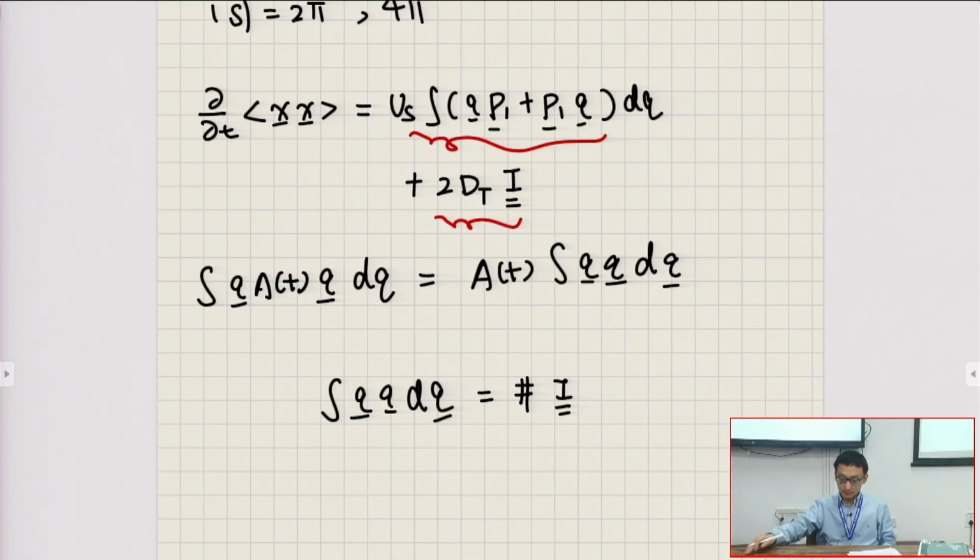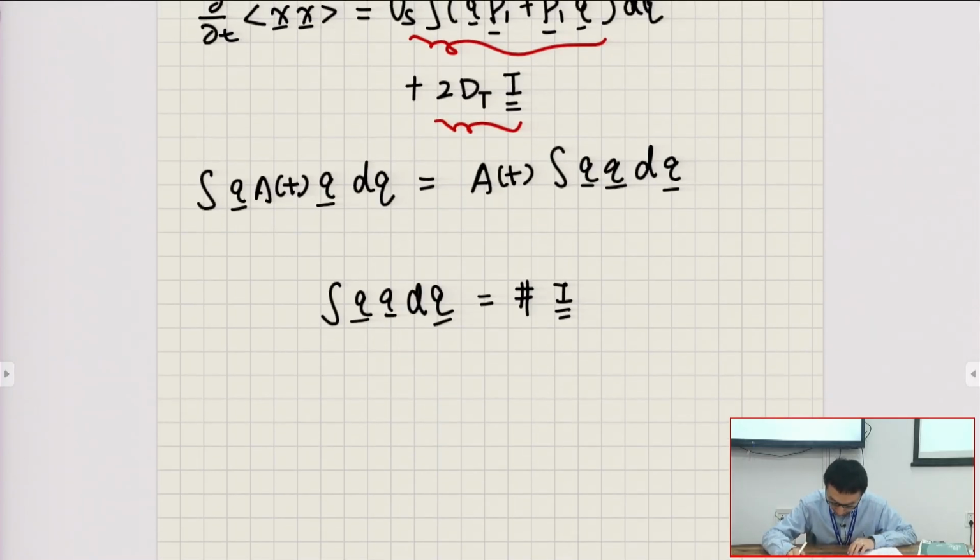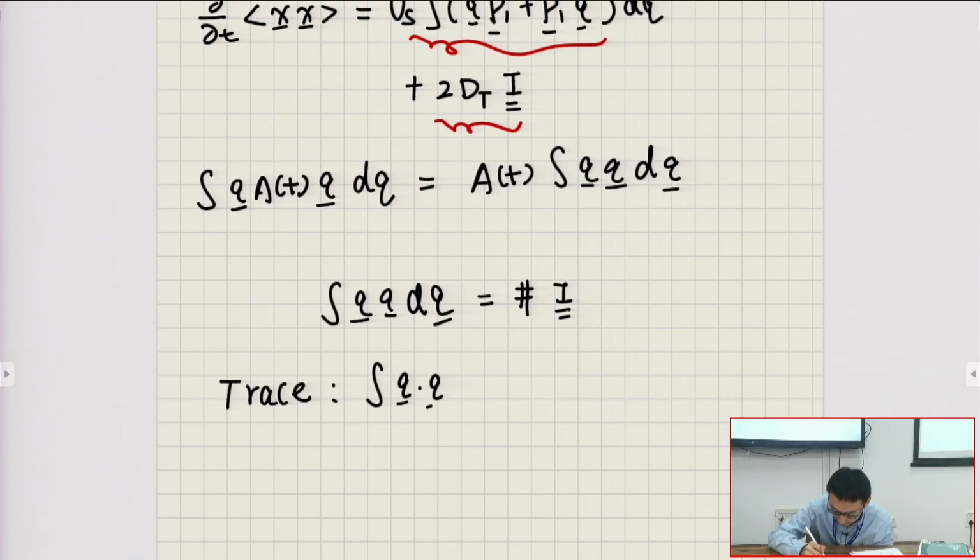Of course, we're not done yet, but now let's take the trace of this equation. So what's the trace on the left-hand side? The trace of a matrix is you add up the diagonal. So the trace of this would just be q dot q dq. So what is q dot q? That's 1. So I just integrate 1 over dq. On the right-hand side, the trace of the identity tensor is the dimensionality of space. So that's d times this number.